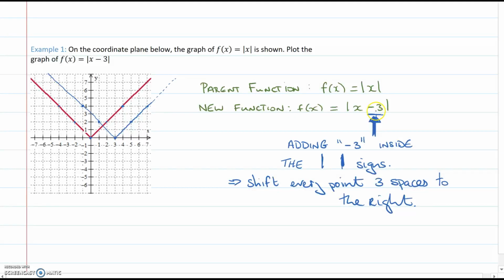So if we add x minus 3, and the minus 3 is added inside the absolute value signs, everything gets shifted 3 spaces to the right. We don't need a table or anything else to do it. We can just do it very quickly, just graphically.